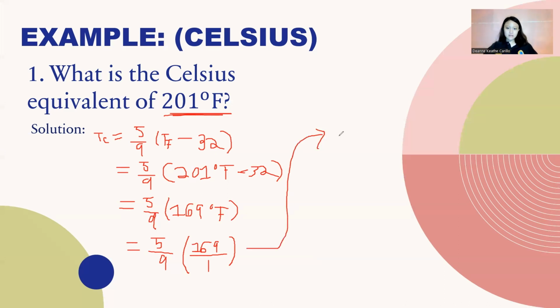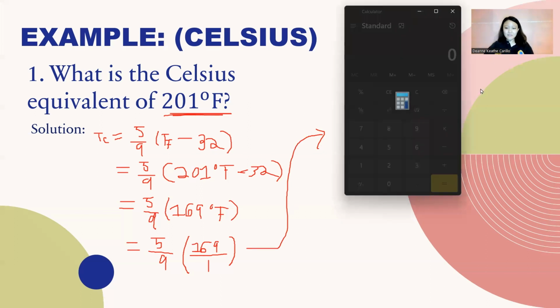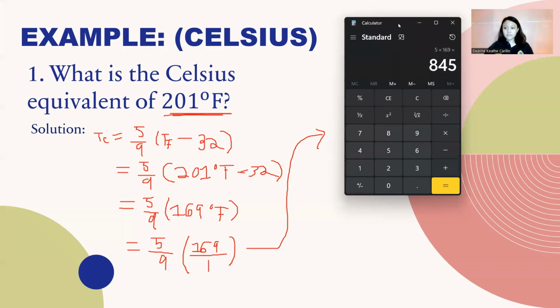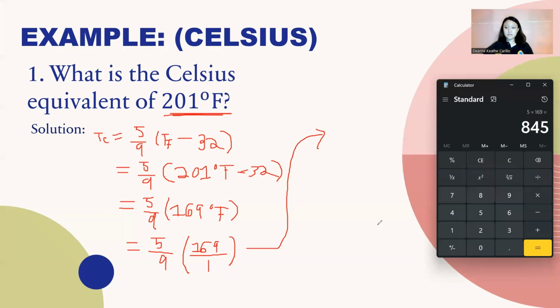Let's continue here. And let's use our built-in calculator again. 5 multiplied by 169 is equal to 845. Let's move it here. 845. And 9 multiplied by 1 is 9. This is the next step.